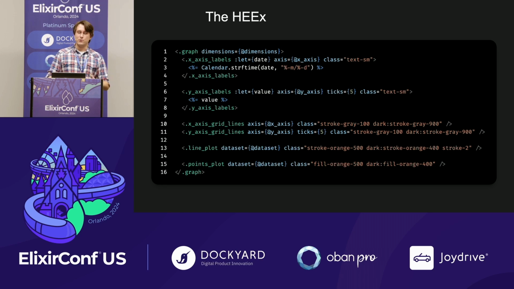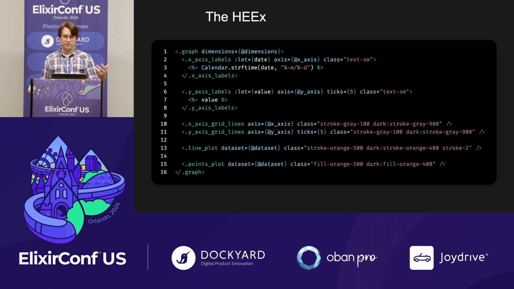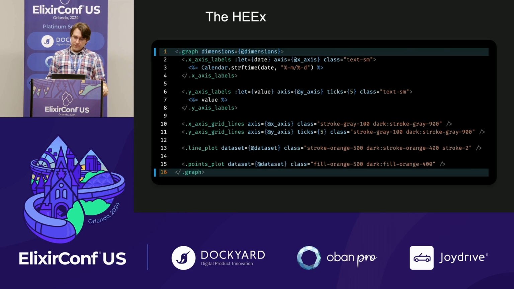Now, moving on to the HEEX template. Now that we've set up the data set and axes, we can actually go about rendering our graph using the Plox function components, the HEEX components. This is where I want you to remember those lessons we learned about building small, simple, flexible HEEX components, because that's what all of these things are. The outer graph component renders the SVG frame with an appropriate view box given the dimensions. Nothing more, nothing less.